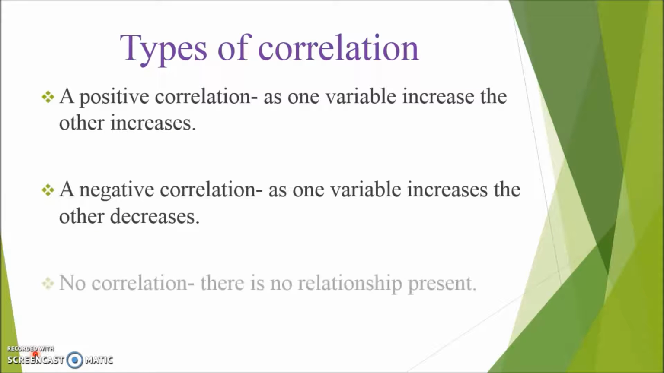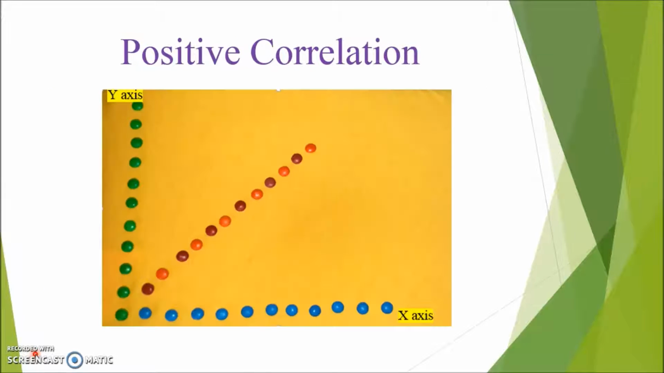The last type of correlation is little to no correlation, meaning there seems to be no kind of relationship present between the data points plotted. This is an example of positive correlation. If we were being more specific, we would say this is a perfect positive correlation, since if we were to draw the line of best fit in the center, it would match up perfectly with the data points.